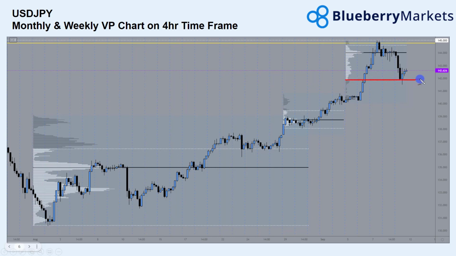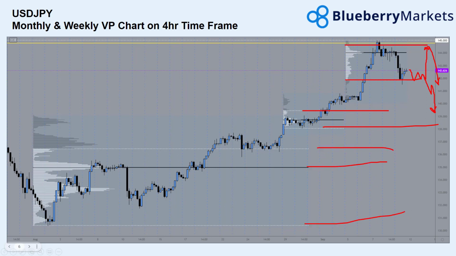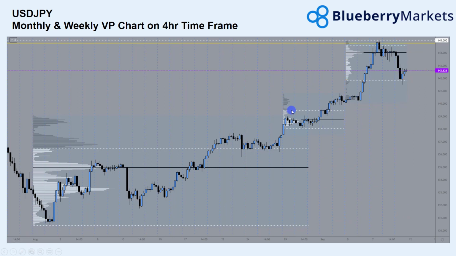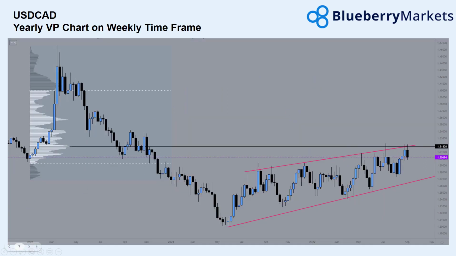So typically when price opens up in previous value, we can often see price trade within value. But also, if we got a bit of consolidation and a break to the downside, that could also be a strong indication that we could see some lower prices, because there's lots of untested value areas on dollar yen at the moment.